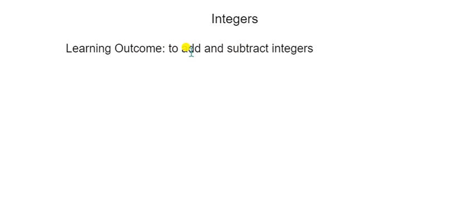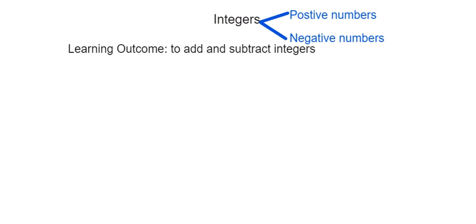Before we move to a learning outcome, we need to understand what the word integer means. Integer means positive and negative numbers. We use the word integers when we have both positive and negative numbers. Positive numbers are the numbers which we use in our daily life, for example, 3, 4, or whatever the number can be.